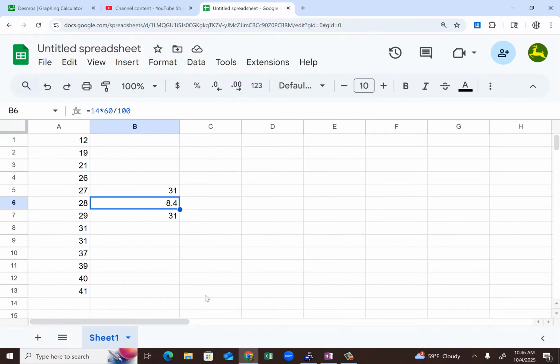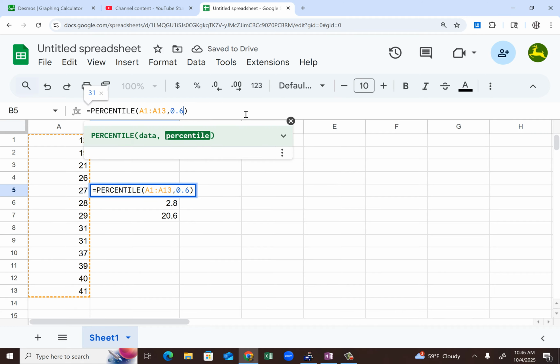But let's say we don't agree. Let's say we want the 20th percentile. Let's see if we agree. That would be the 2.8th term, so the second term, 19, plus 0.8 times the difference between the second term and the third term, which is 2. And so we would say that it's 20.6.